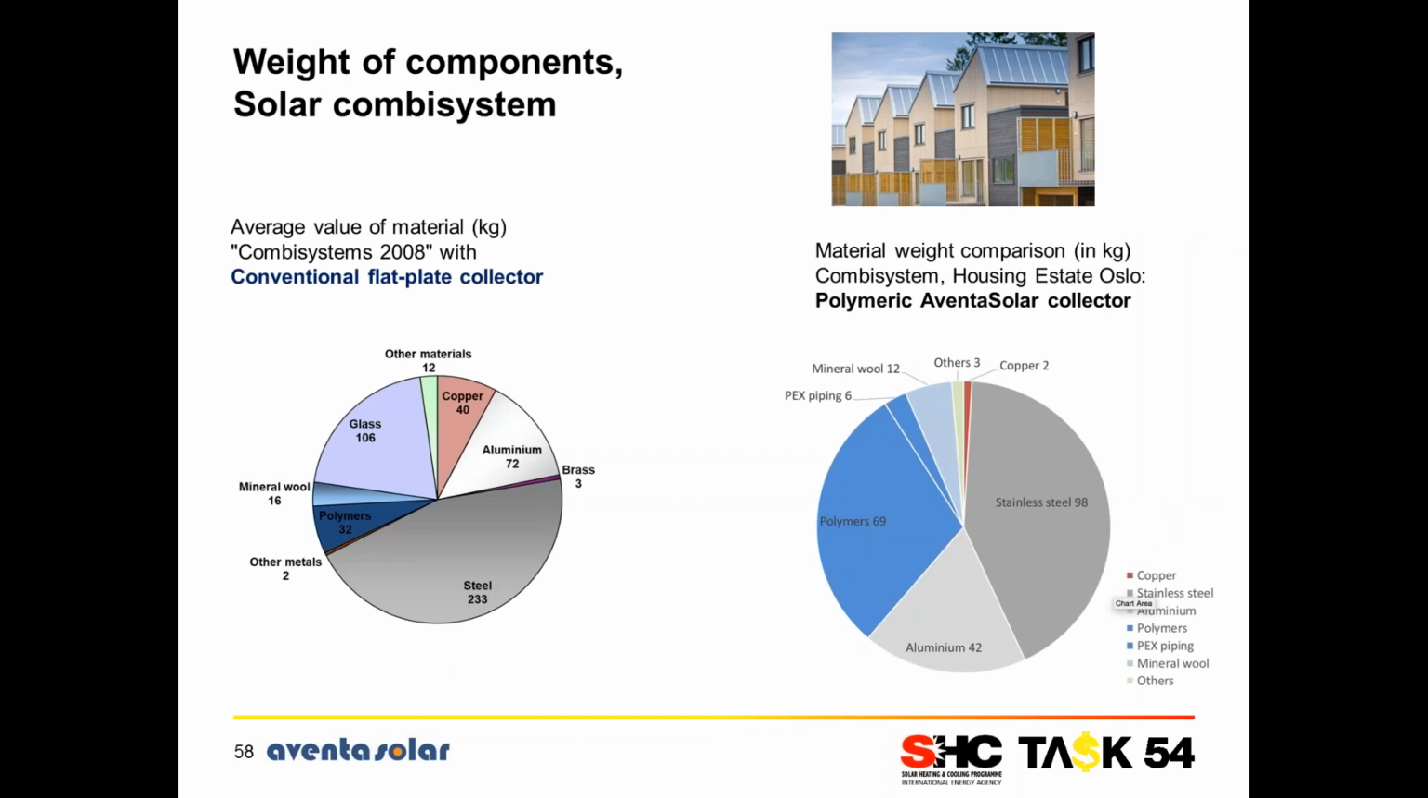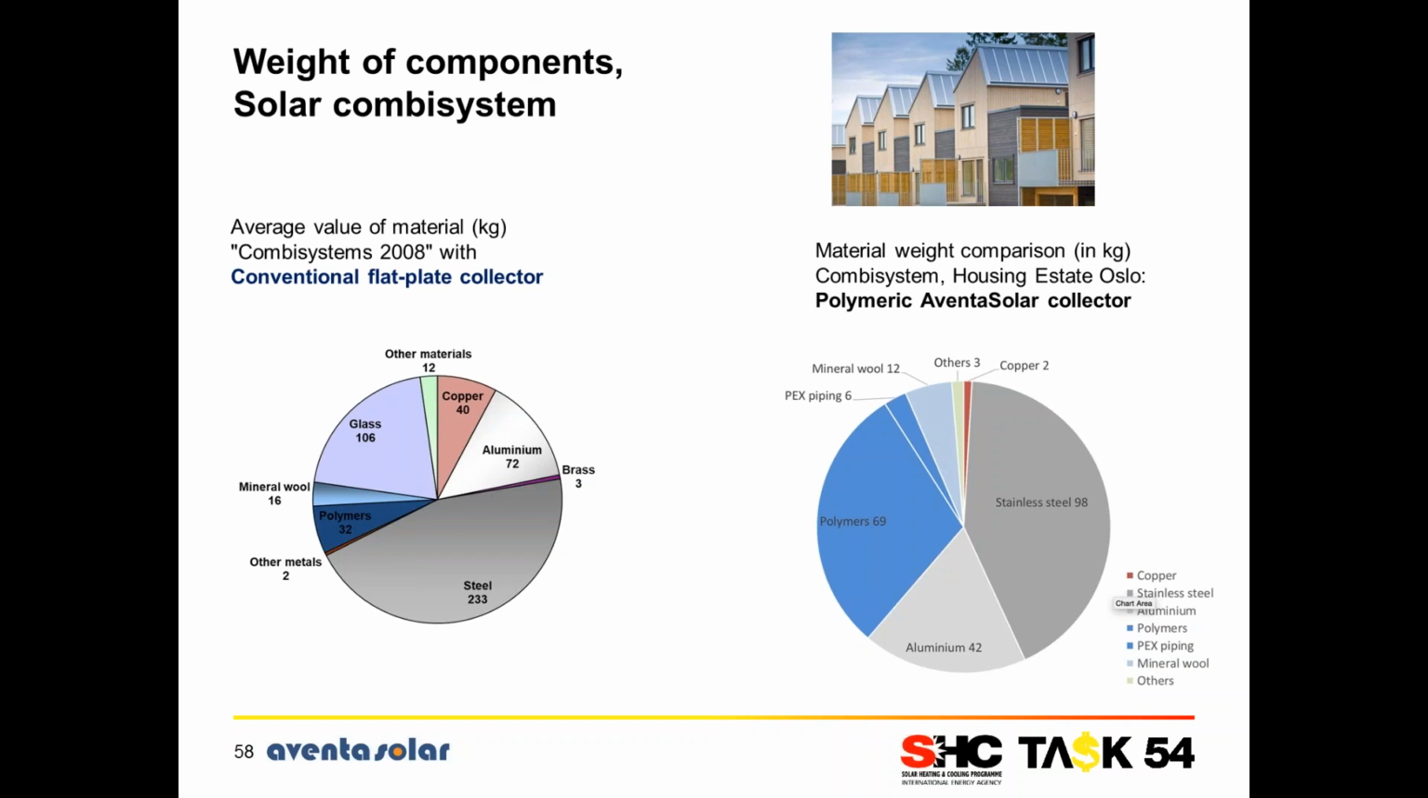Here on the left-hand side, I use the example from Stefan Fischer, which is a study of solar combi systems from 2008 with conventional flat plate collectors, and compare this on the right-hand side with a concrete example, in fact, what you see here on the pictures of combi systems with polymeric collectors. And you see here the share of the different materials in both figures.